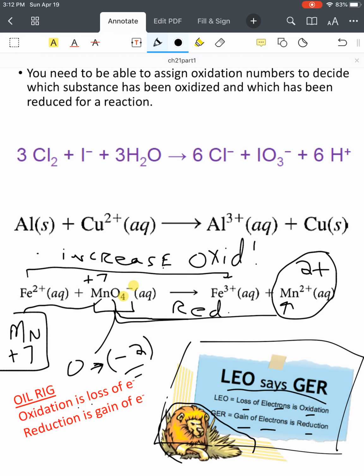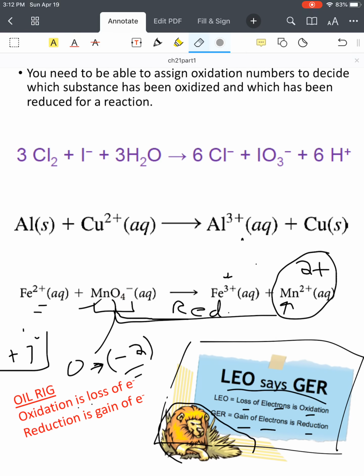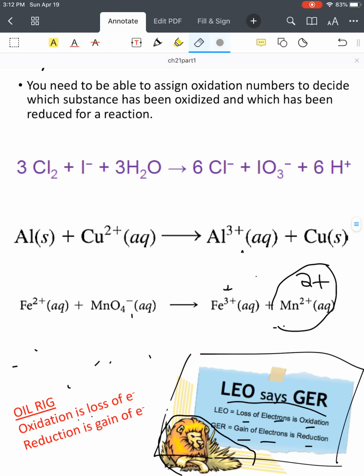That's a reduction. So if I apply my rules that I learned about in that previous slide, I can then figure out what's been oxidized and what's been reduced. Again, that's a very, very key skill here, okay? Very key skill. You need to be able to know what's been oxidized and reduced before we can go any further with the electrochemistry chapter, okay? All right, one more quick example. Let's try to work this one quick up top, okay?